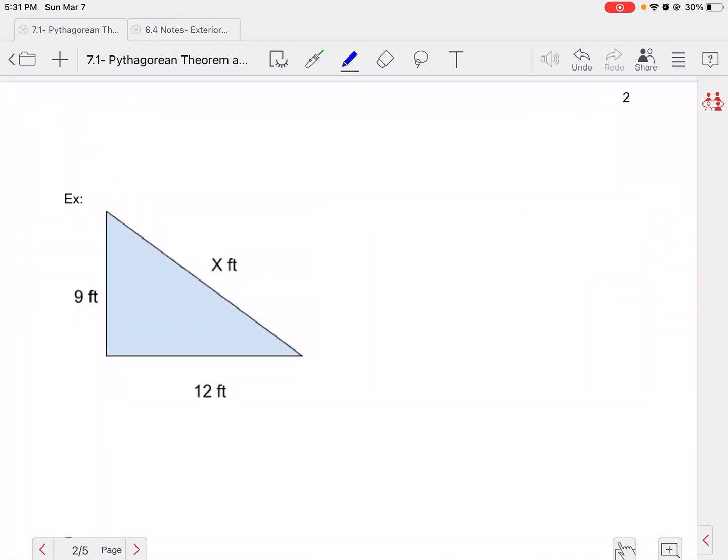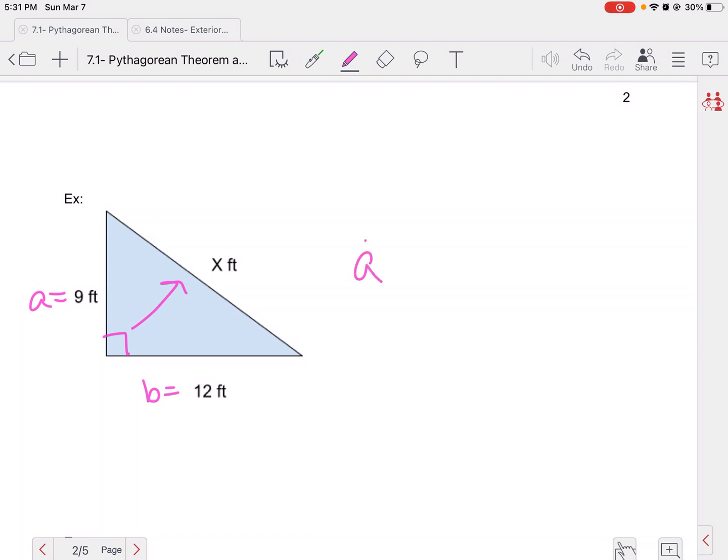Okay. So, again, this is the 90-degree angle here. So, the side across from the 90-degree angle is what we're trying to figure out. I'm going to call this side A and this side B. But if we wanted to, we could call the 12 B and the 9 A. Doesn't matter. We'll get the same answer either way.